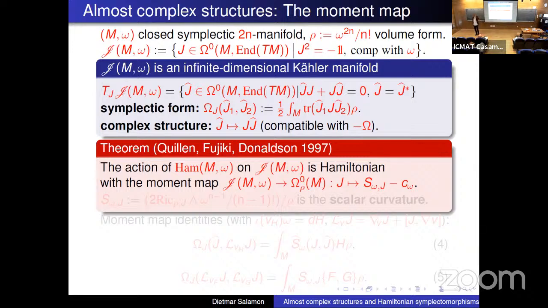Now, the Lie algebra is a space of functions, or functions modulo R. So you can think of the dual as a space of functions of mean value 0. And what the moment map does is assign to every J the scalar curvature of omega and J minus the mean value of the scalar curvature, which is just a topological invariant.